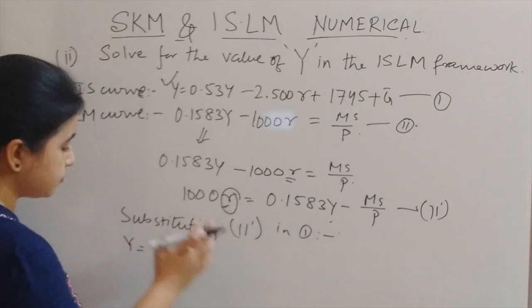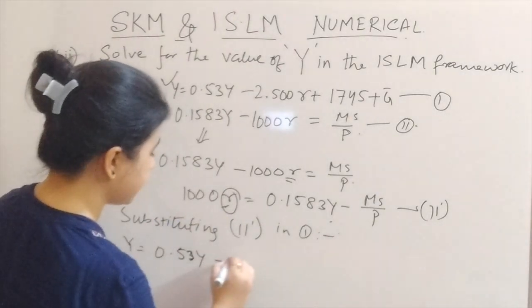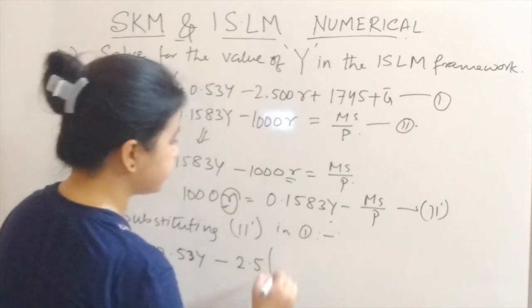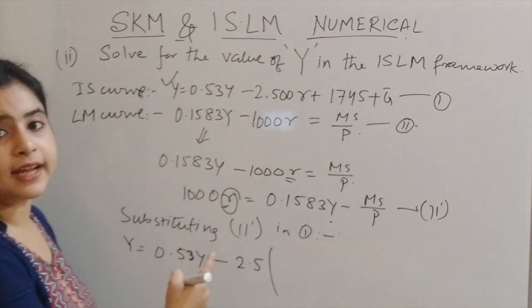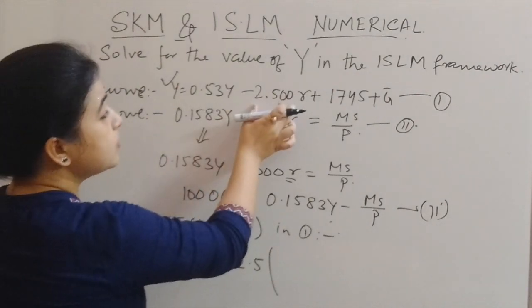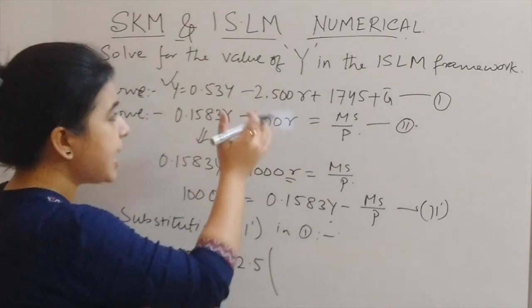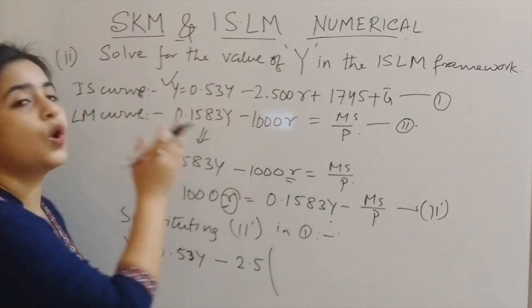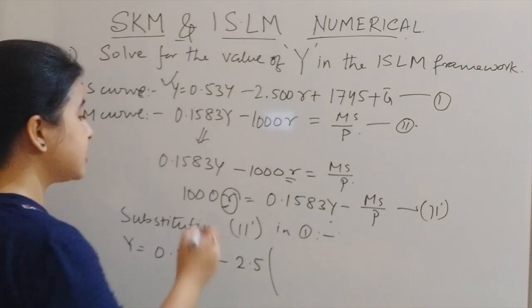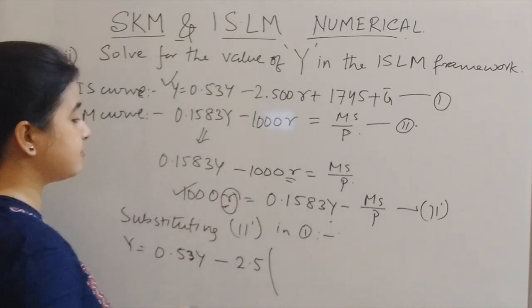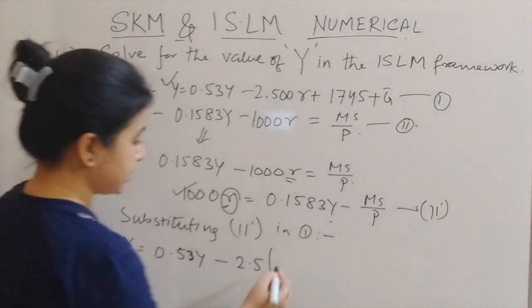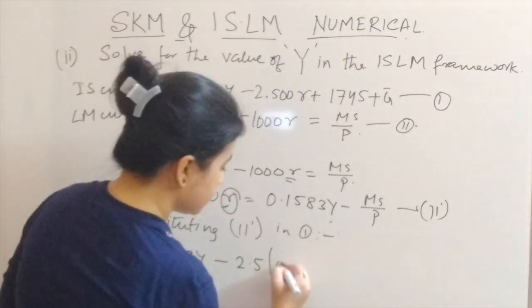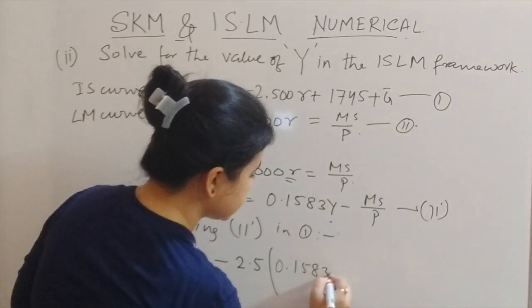Y equal to 0.53Y minus 2.5 whole into this value, the value of r. What I have just done is that here we have 2500. I have divided this particular value by 1000. Why? Because equation 2 prime provides us the value of 1000r. So it's just a simple simplification. And we have this value. Let's write it.